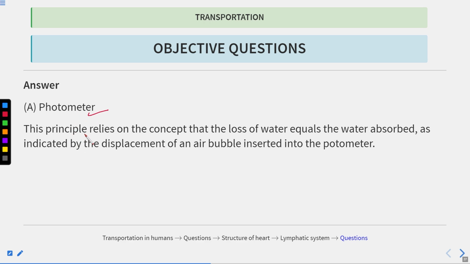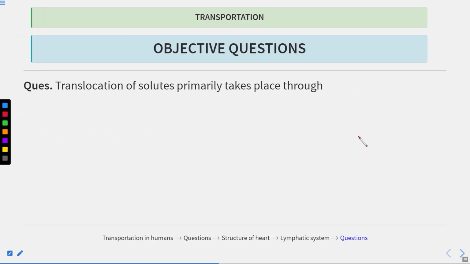Now what is the principle here? The principle relies on the concept that loss of water equals the water absorbed, as indicated by the displacement of an air bubble inserted into the photometer. So we use the displacement of the air bubble to measure the rate of transpiration. And what is the concept on which it is based? It is based on the concept that the loss of water is equal to the water which is absorbed. All right. The photometer is the instrument used for the detection of the transpiration rate.